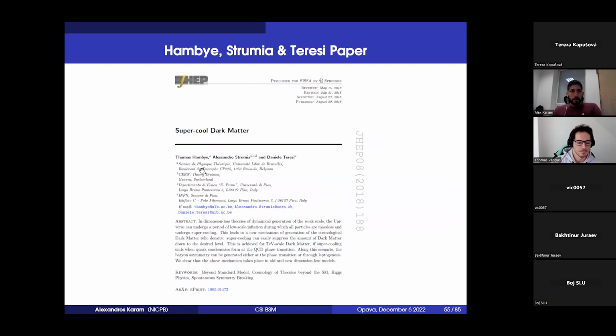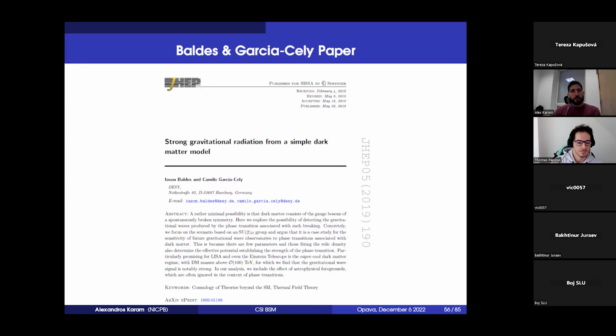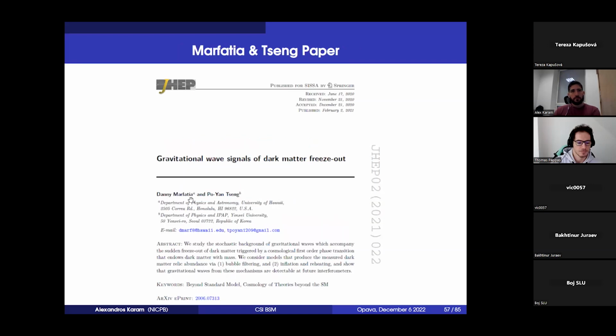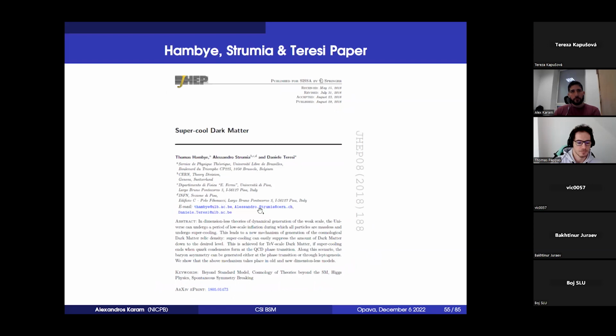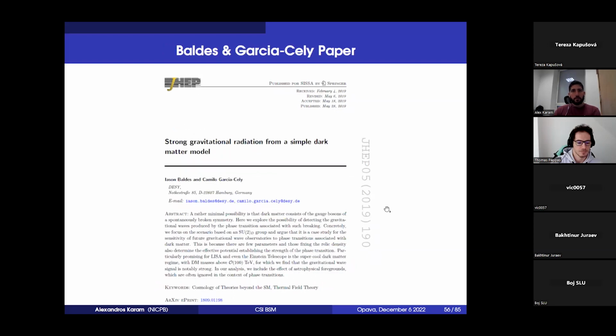So in 2018, Hambye and Strumia, along with Teresi, proposed the supercool dark matter scenario. So normally, dark matter is produced via the freeze-out mechanism, as I explained before. But they proposed a new mechanism for producing dark matter. So they studied this SU2 model, and we'll see now what they did. Similarly, Baldes and Garcia-Cely studied the same model, and then also Marfatia and Tsai studied again the same model in 2020. And both of these papers closely followed the analysis of this paper. But we'll see that we actually disagree with them.